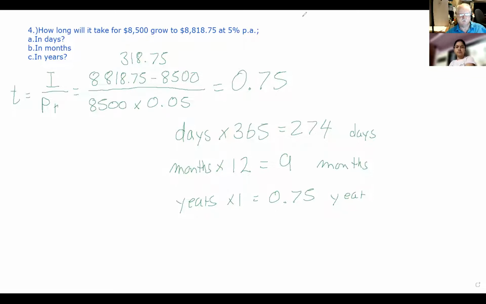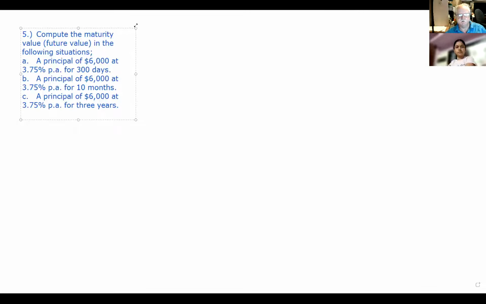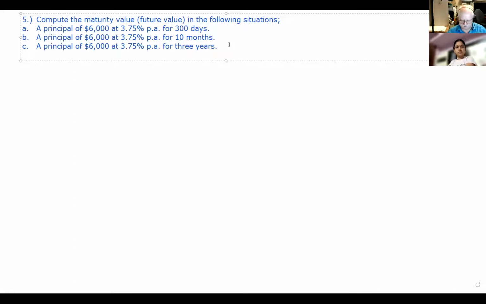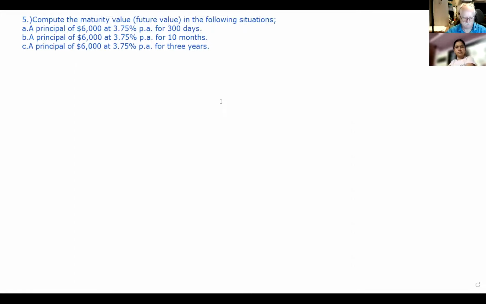So let's see what else they can do to us with this concept. They take a perfectly reasonable, simple concept, and then they go out of their way to make it as hard as possible eventually. So now they want the maturity value.